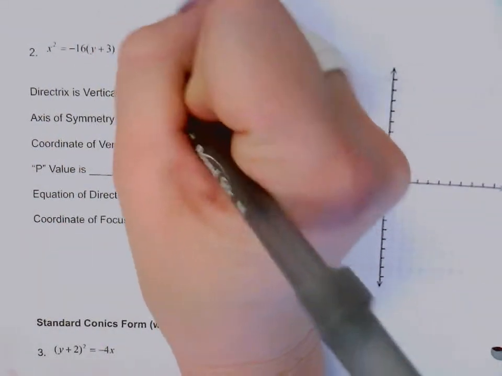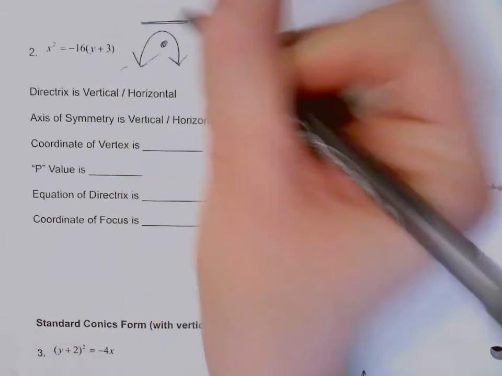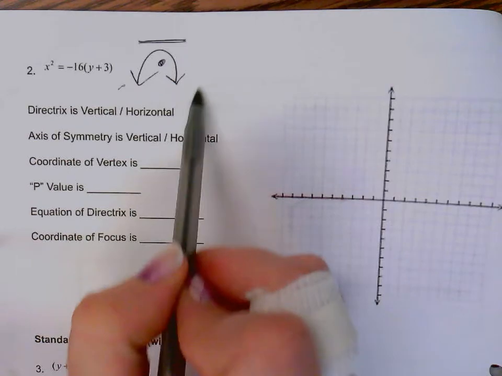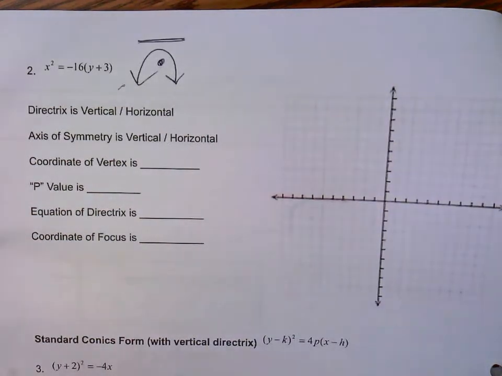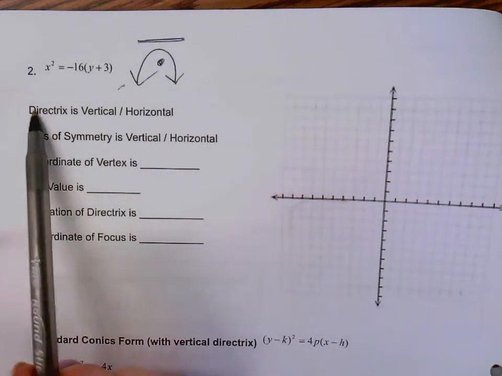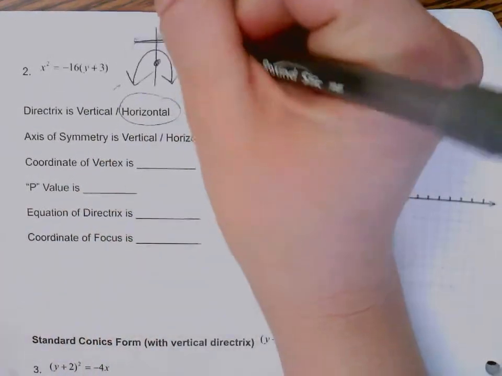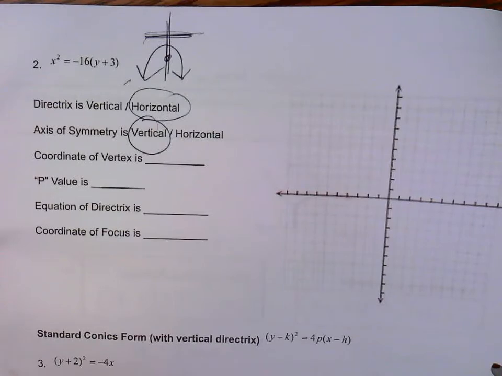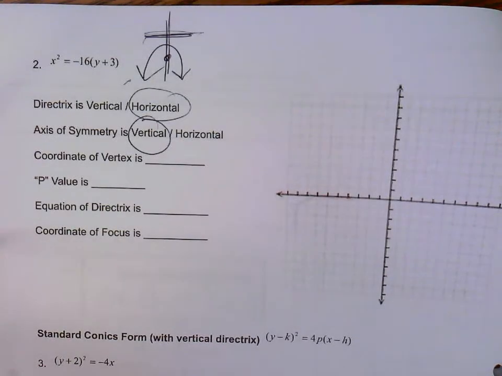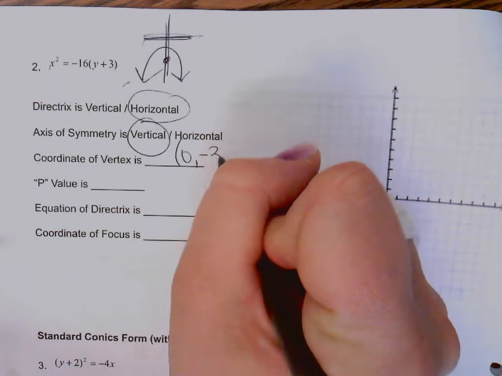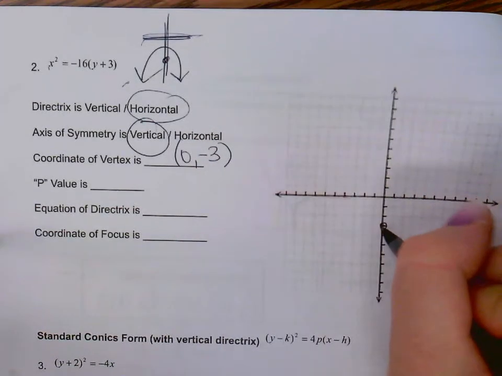So I just like sketching for myself. My directrix would go here. My focal point goes here. It's going to look like this before I even start the problem. Now I can say the directrix is horizontal again. Axis of symmetry is vertical again, same as the first problem. Where's my vertex? 0 for x, -3 for y. So plot your vertex.